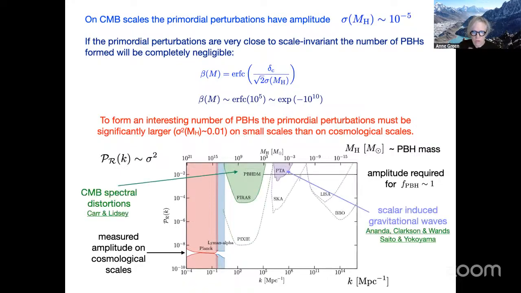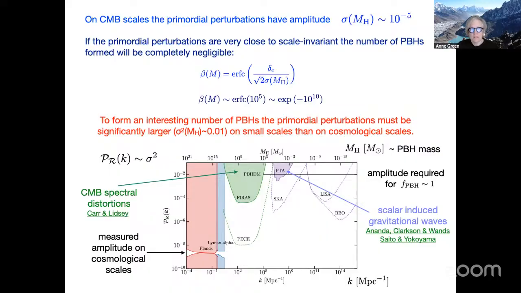There are also some constraints on the amplitude of the primordial power spectrum. Large density perturbations on slightly smaller physical scales than probed by Planck and the Lyman alpha forest can cause CMB spectral distortions. And we've got this green excluded region from FIRAS, which was on COBE. And these constraints could potentially be tightened by proposed future experiments like PIXIE.